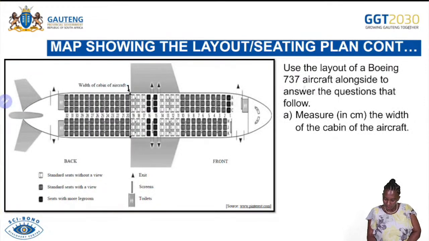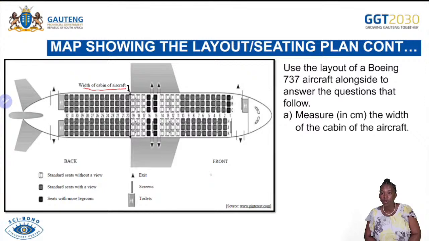And then now it says, use the layout. I'm just going to do one question because our time is up. Use the layout of one Boeing 737 aircraft alongside to answer the questions that follow. Measure in centimeters the width of the cabin of the aircraft. Boys and girls, you are given a keyword. There they show you the width of the cabin of the aircraft. And they said in centimeters. You just place your ruler there and then you measure.